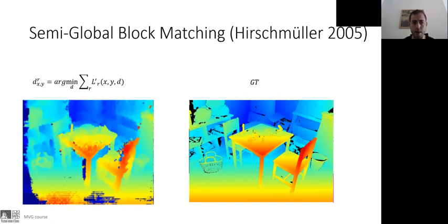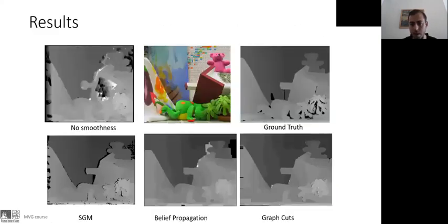So that's the contribution of this algorithm, and it is very popular. It is implemented in OpenCV, and was the best thing to do before deep learning.